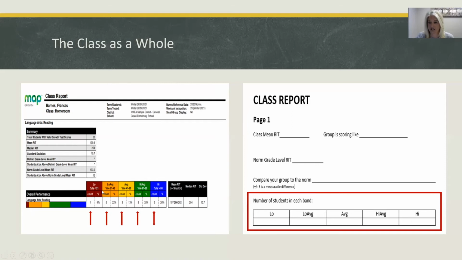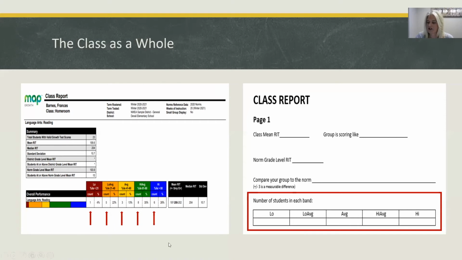Below the 21st percentile. It's important for us to know that we have one student in this band. So we're going to put 1 right here. We're going to look at the low average section, and I see 5 students. I'm going to put 5. I see that I have 3 in the average range, which is the 41st percentile to the 60th. I have 3. Green is high average. I have 8. And high is always greater than 80%, and it's always blue. So blue means the same thing. Green always means the same thing. Yep, all the colors never change.